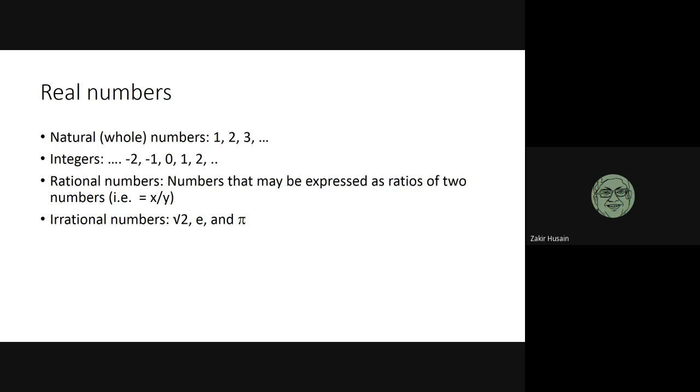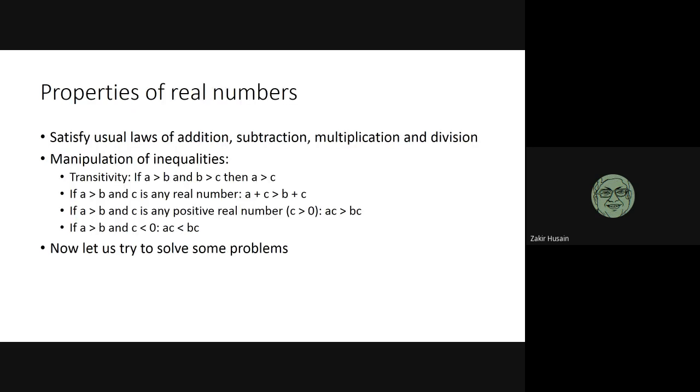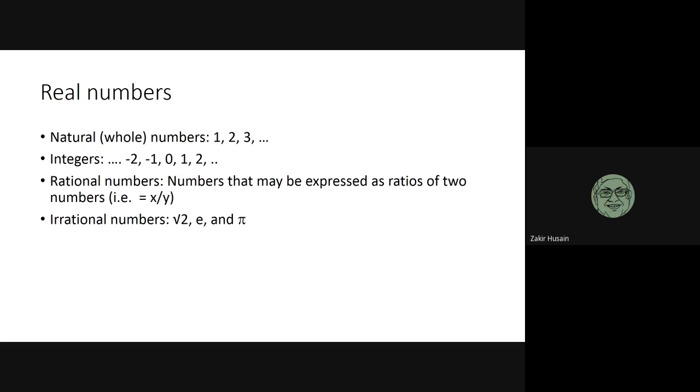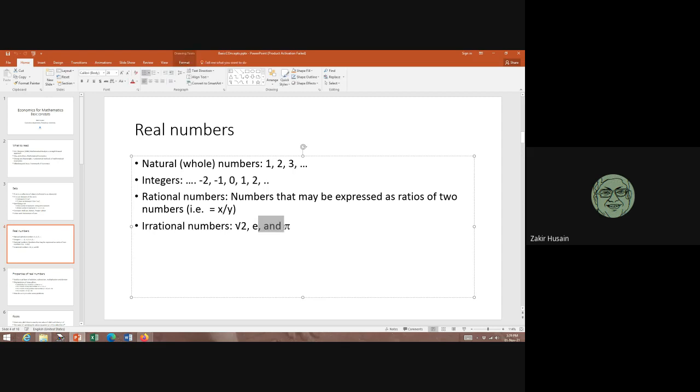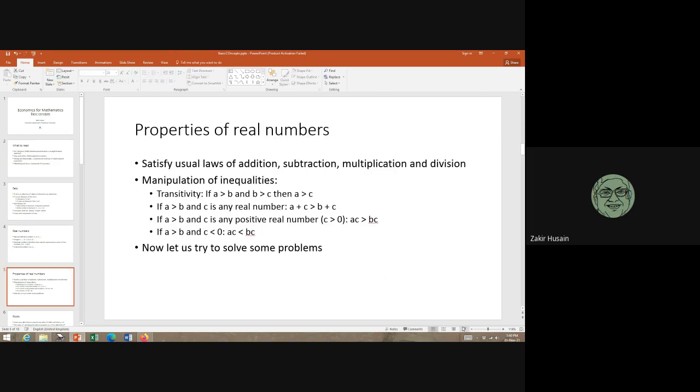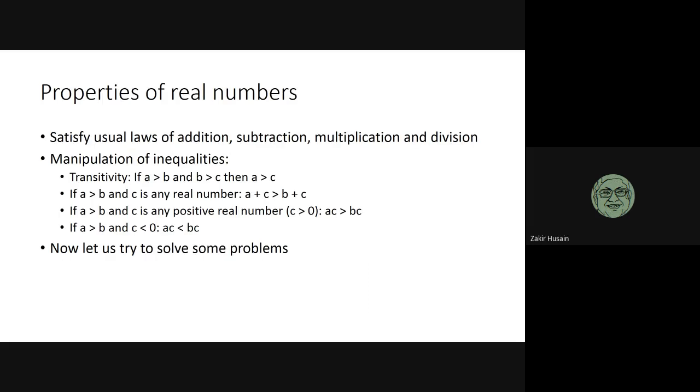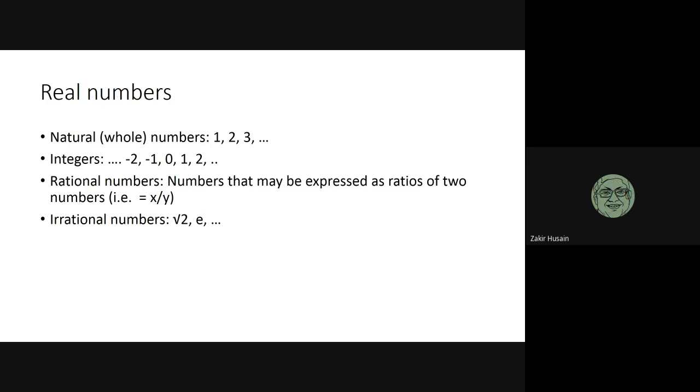Rational numbers are any numbers that may be expressed as ratios of two numbers, that is x by y. You can have irrational numbers, which is root 2, e, and so on. Sorry, I've written pi, but pi is not an irrational number. There are some other numbers. Now, real numbers comprise natural numbers, integers, rational numbers, irrational numbers, everything.